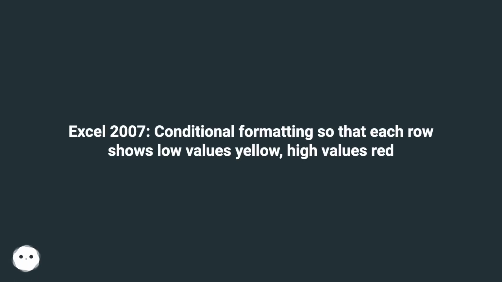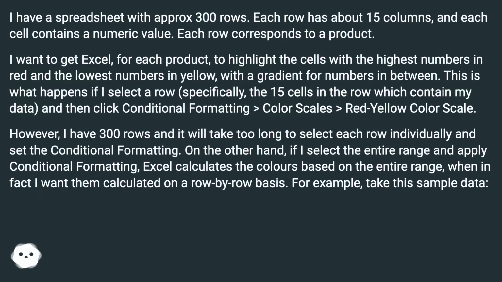Excel 2007, conditional formatting so that each row shows low values yellow, high values red. I have a spreadsheet with approx 300 rows. Each row has about 15 columns, and each cell contains a numeric value. Each row corresponds to a product.